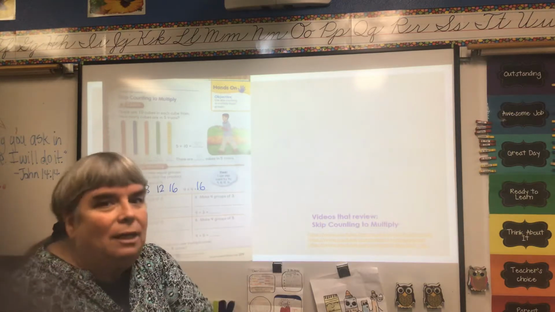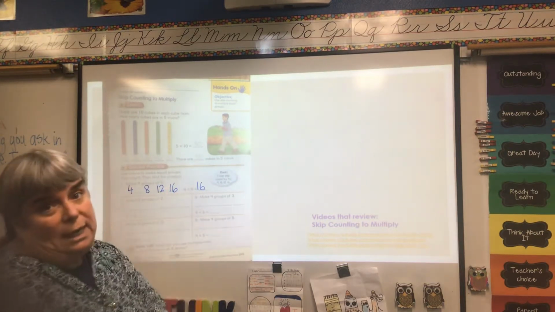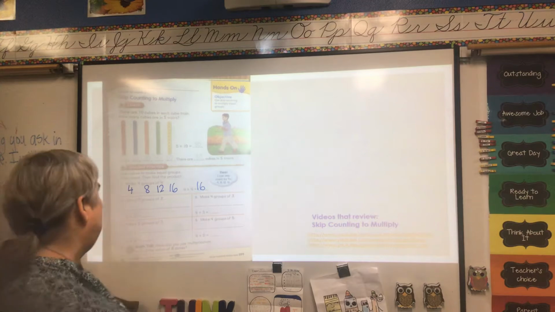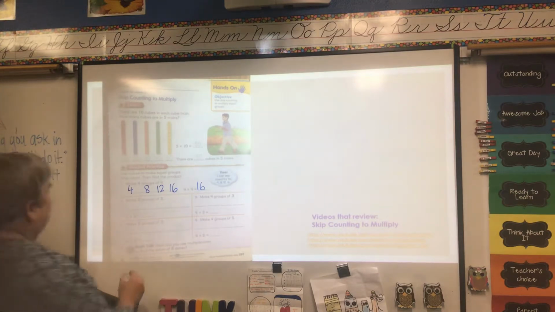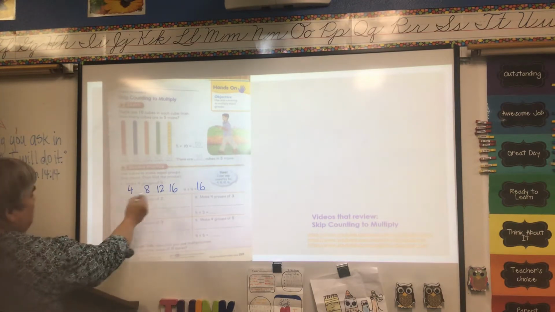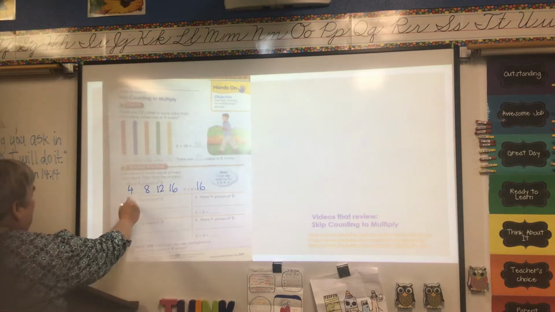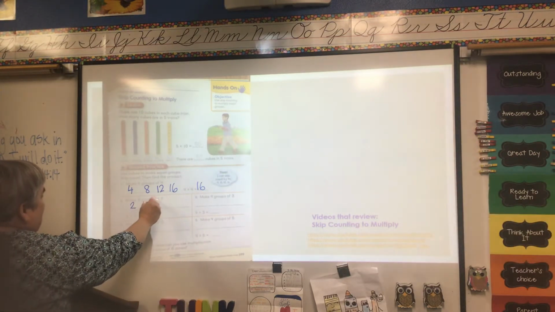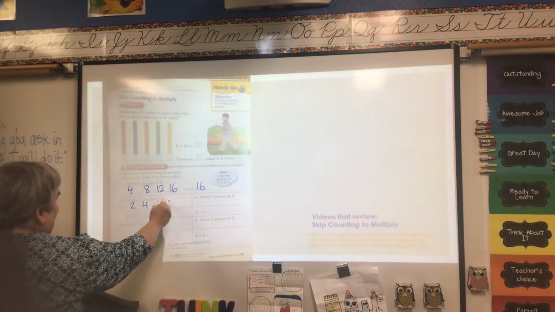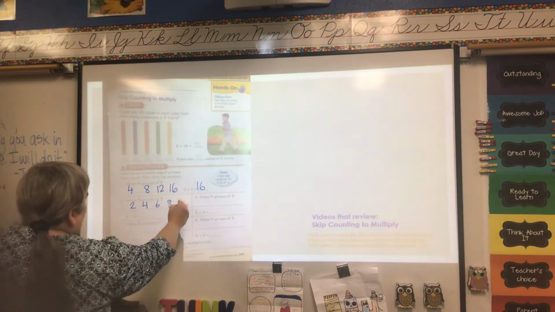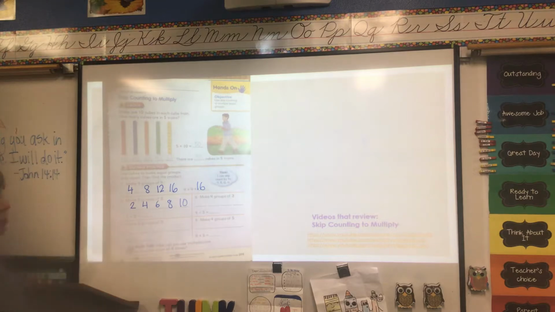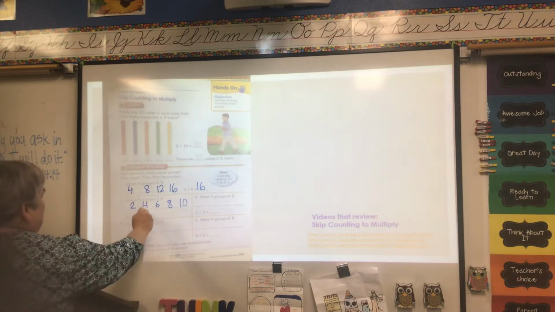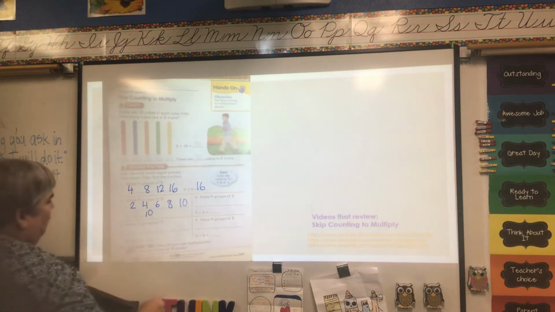Okay, we're back. Here we are. You should have already answered these because you hit pause. So now we're going to do 5 groups of 2. So this is skip count by 2. 2, 4, 6, 8, 10. So then we know 5 times 2 is 10. You should have had that written on your paper already.